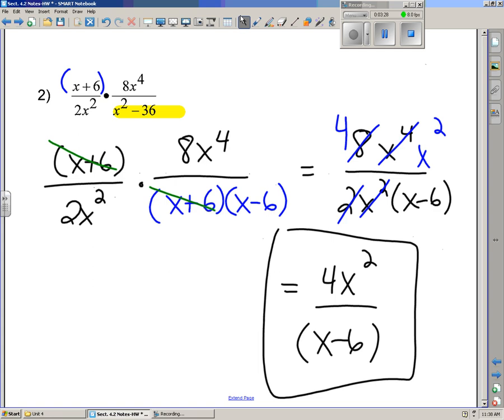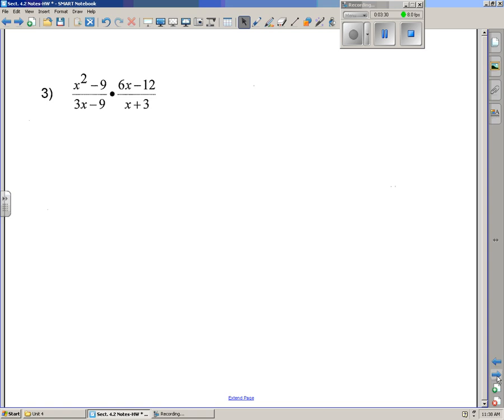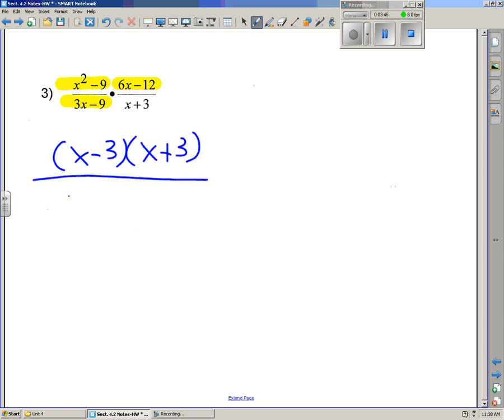Let's take a look at the next one. In terms of things that are factorable, hopefully you realize that the top numerator, bottom denominator, and second top numerator are all factorable. So those you're going to factor. The top one is difference of squares, x minus 3, x plus 3. The bottom is GCF, 3, x minus 3. The second top is also GCF, 6, x minus 2.